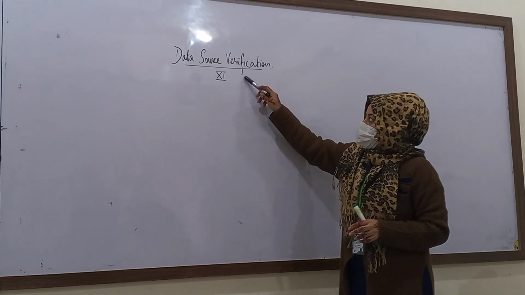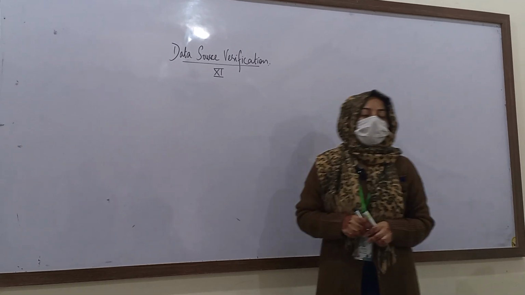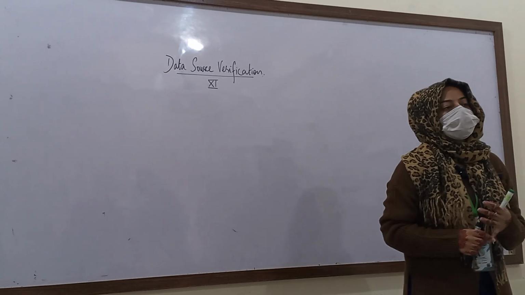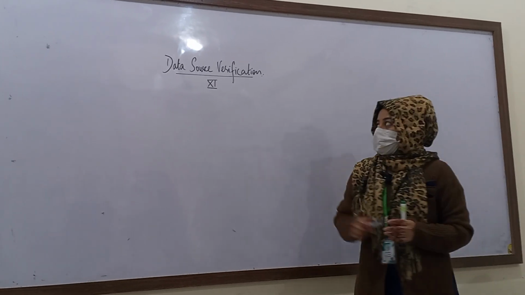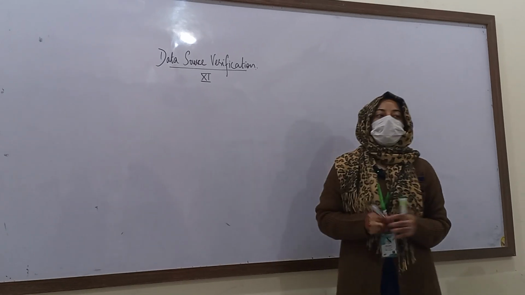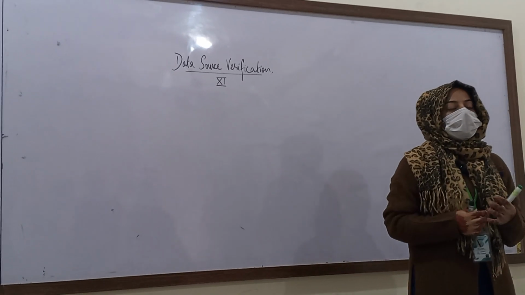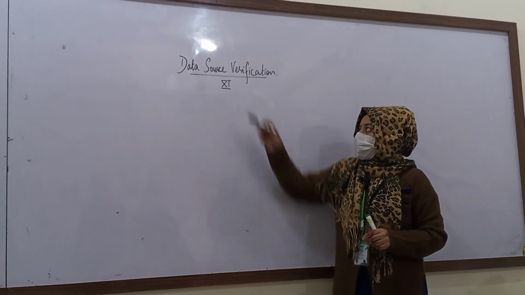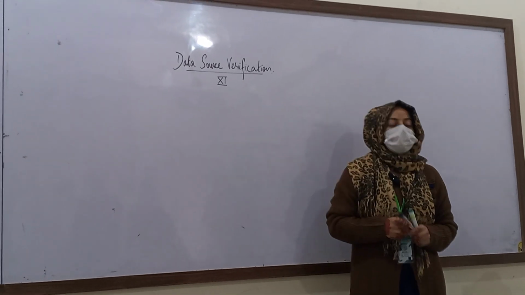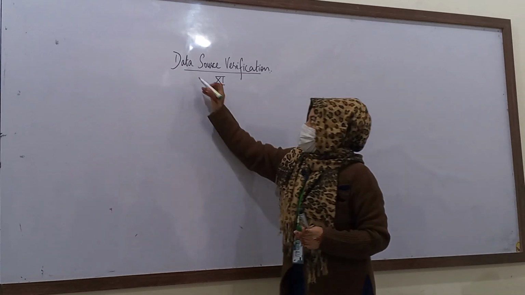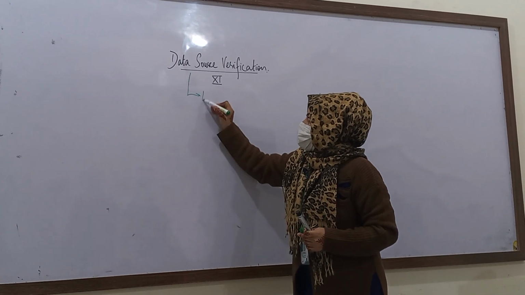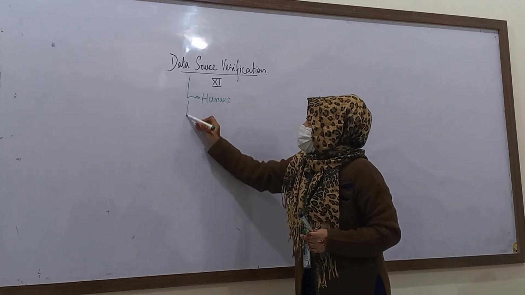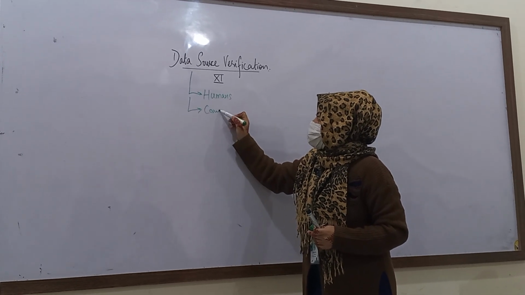Why do we need to learn verification for the data source? As we have already learned in the past topics, reliable sources and unreliable sources, right? So we need to verify the data which we have received, because we are going to use the same data for our research, right? So this data source verification involves two main entities which are used for verifying. Number one is humans, and second is the computer itself.